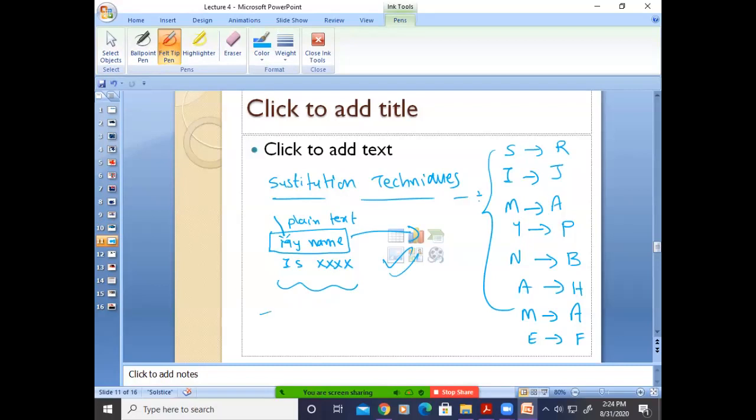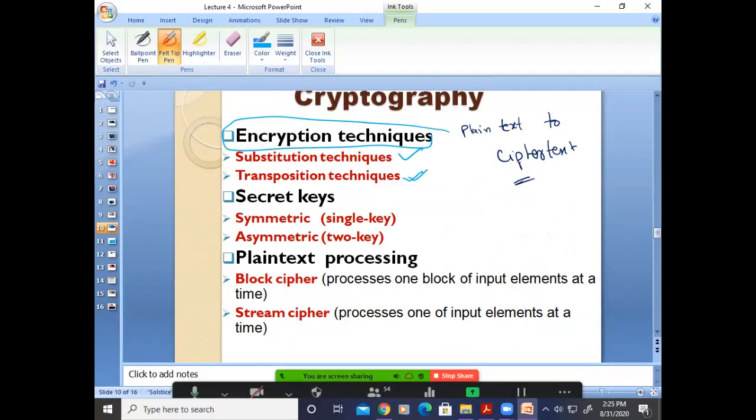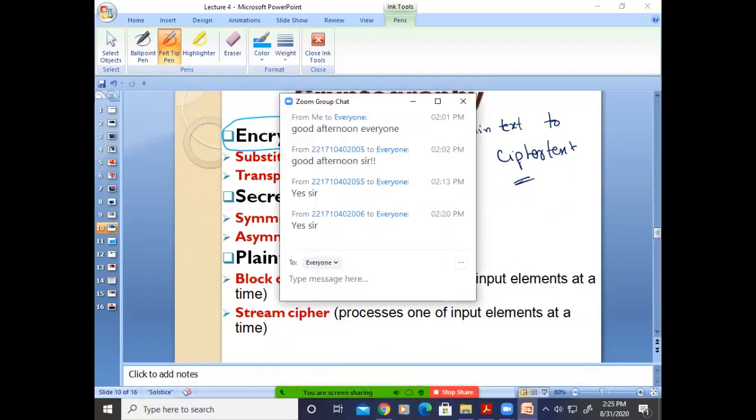Next, transposition or transformation. Transposition technique means, whatever is there, suppose my name is Khan. Here transposition means it will be rearranged, right? Rearranging the plaintext is called transposition or transformation. Rearranging means we can go the opposite way, N A H K, etc. So that is the transposition technique. Is this clear? These two techniques are clear: substitution techniques and transposition techniques. Yes, respond. Yes, sir. All of you clear?